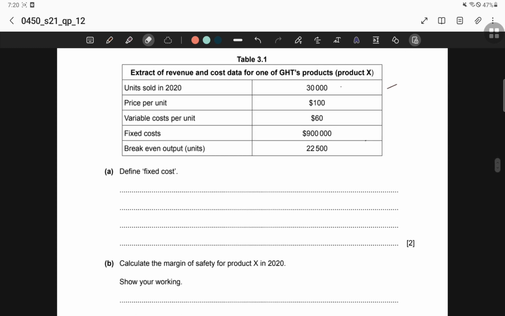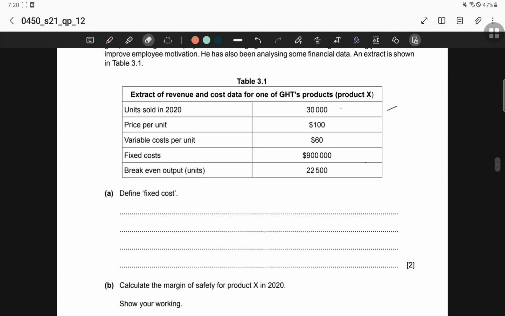This is the table. Our first part is define fixed cost. So the correct answer, or the full answer for fixed cost, is costs that do not change with the level of output, or costs that do not vary in the short run with the number of items sold or produced. Now the second one is more detailed, but the first one counts as well for 2 marks, so any would be fine. But if you were to write costs that do not change, you will only get a mark, which is not a full definition.